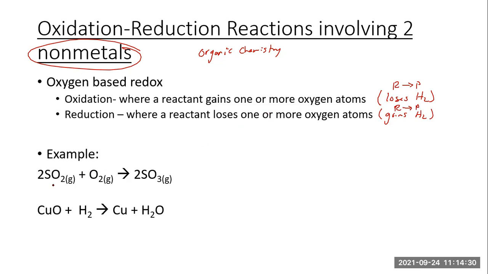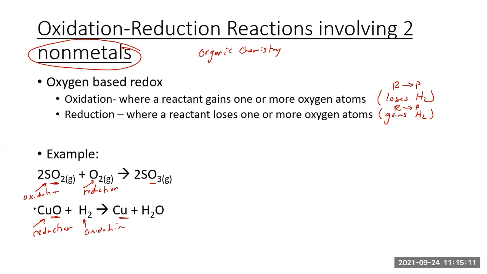So here, if we look at it, our sulfur on the left-hand side had 2 oxygens, and the sulfur on the right-hand side had 3 oxygens. The sulfur actually gains oxygen as it goes from left to right. And that means that the sulfur here, or the SO2, would be going through oxidation. By default, this one would be going through reduction. Same thing here. Copper had an oxygen on the left, none on the right. It actually lost oxygen, which means that this one here would go through reduction. And this one here would go through oxidation.